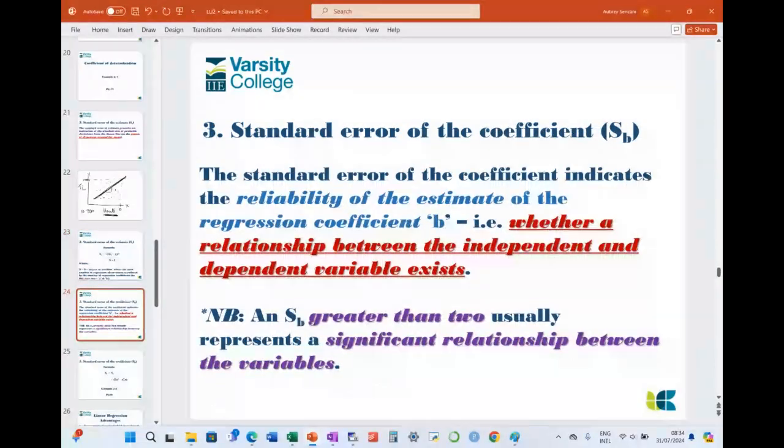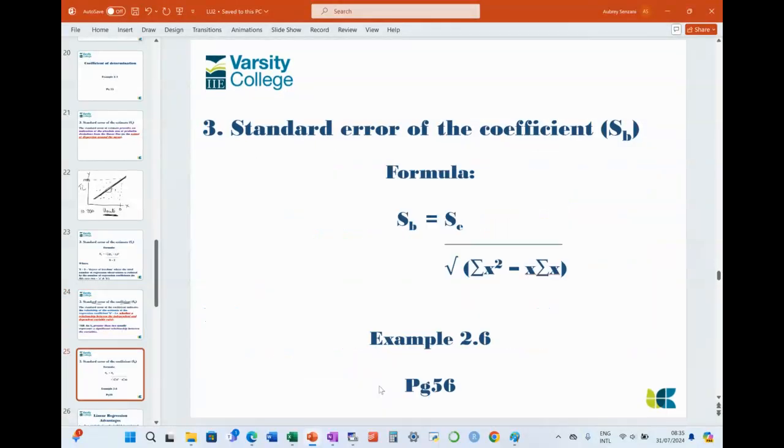Anyway, let me not spend too much time on those things because you just need to kind of understand it. All right, standard error of coefficient. Here we're checking the reliability of the estimate of the regression coefficient of B, whether a relationship between the independent and dependent variable exists. Does it exist? Greater than 2 usually represents a significant relationship between the variables. And there you've got your formula.